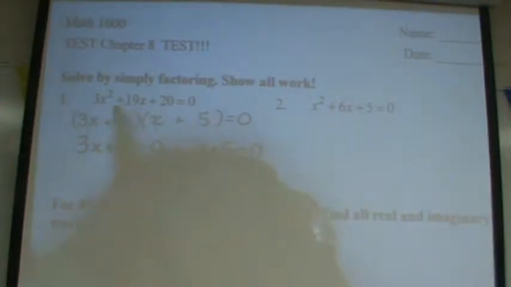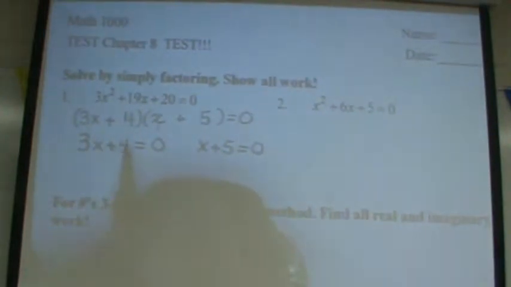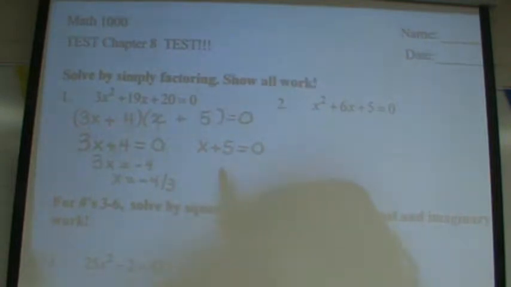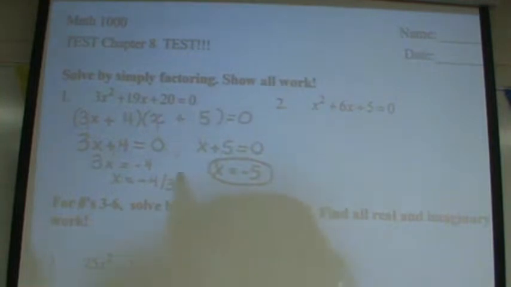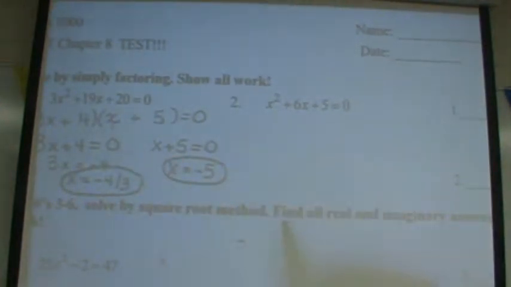So I'm looking for what x has to be to set it equal to 0. So now finishing this off, I'm going to subtract 4 and divide by 3. And then subtract 5. So my two possible answers are negative 4/3 and negative 5. And you could plug these numbers in and check, and they both work.